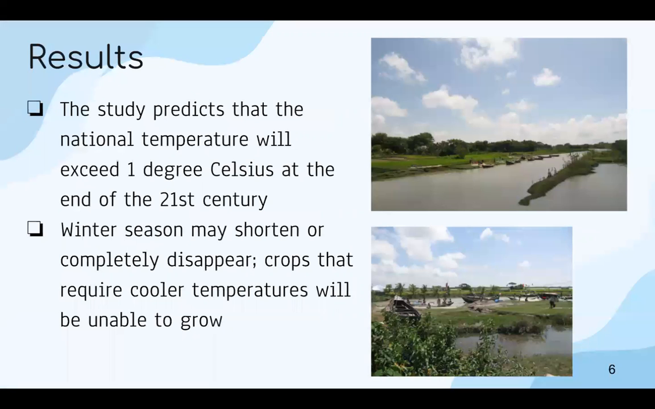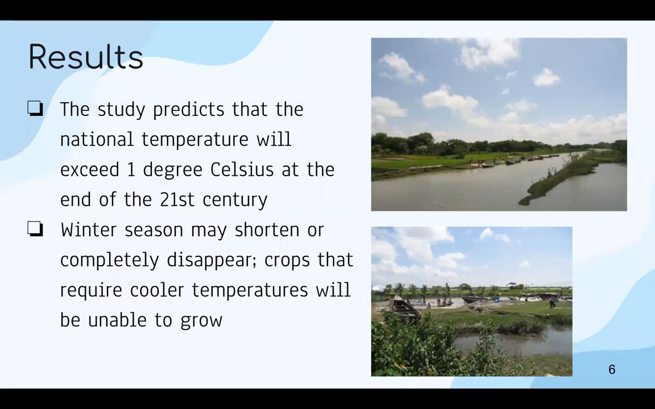So the results of the study were incredibly extensive. So we decided to narrow the results down to what we think are the most important and significant. So one of the main results of the study is that it found that the national temperature in Bangladesh will exceed 1 degree Celsius at the end of the 21st century. And they got this data by analyzing the average temperatures globally and also the average temperatures in Bangladesh. And from this data, they believe that the winter season is going to shorten or completely disappear. And this means that crops that require cooler temperatures will be unable to grow, further exacerbating the food crisis.